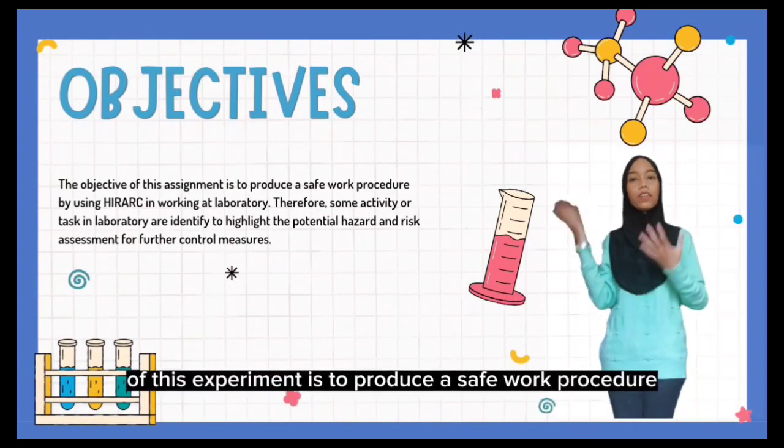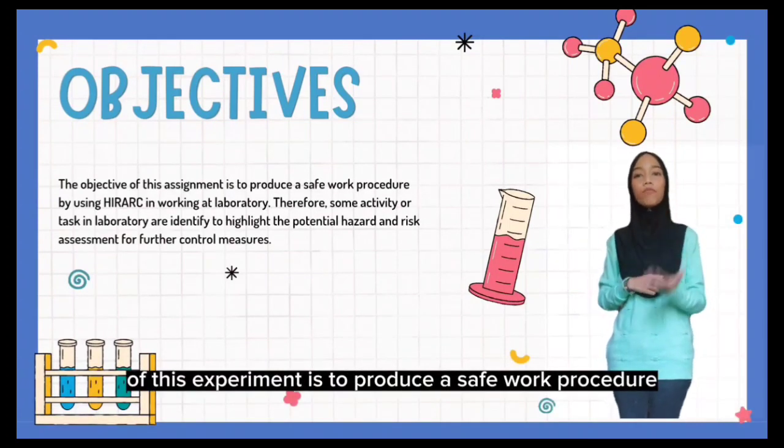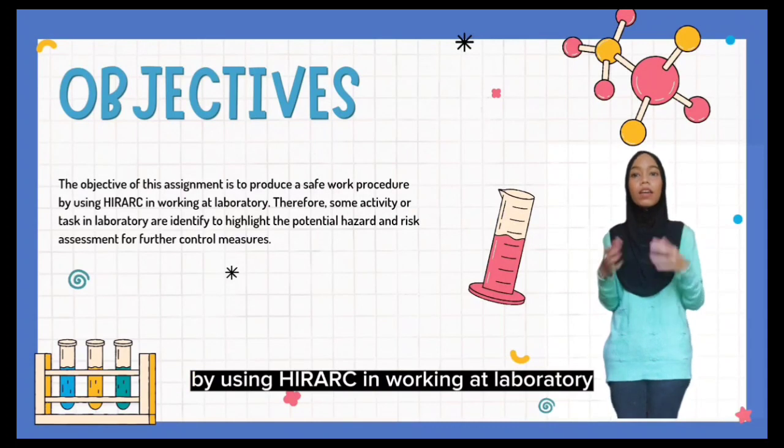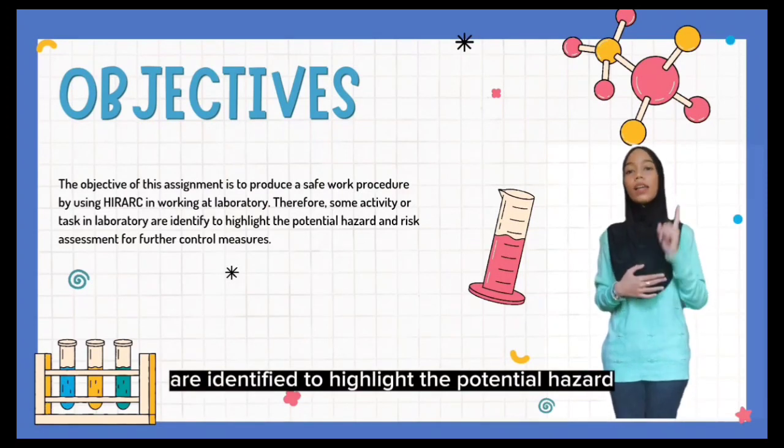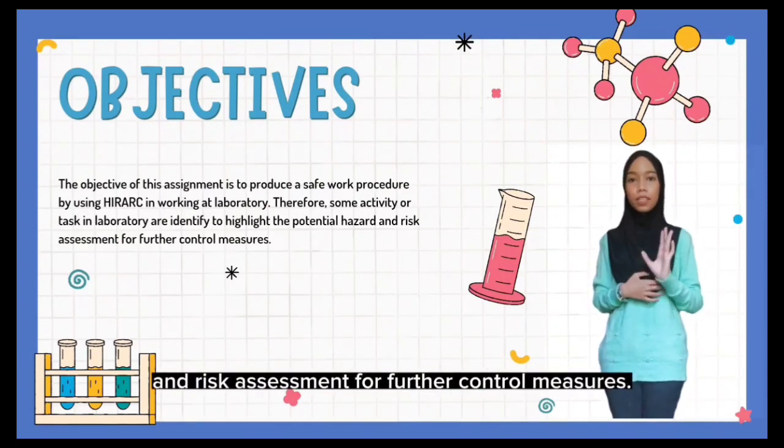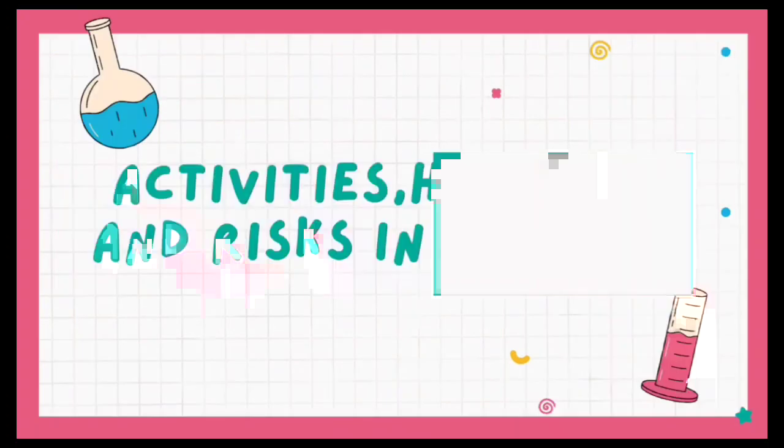The objective of this experiment is to produce a safe work procedure by using HIRARC in working at the laboratory. Therefore, some activities or tasks in the laboratory are identified to highlight the potential hazard and risk assessment for further control measures.